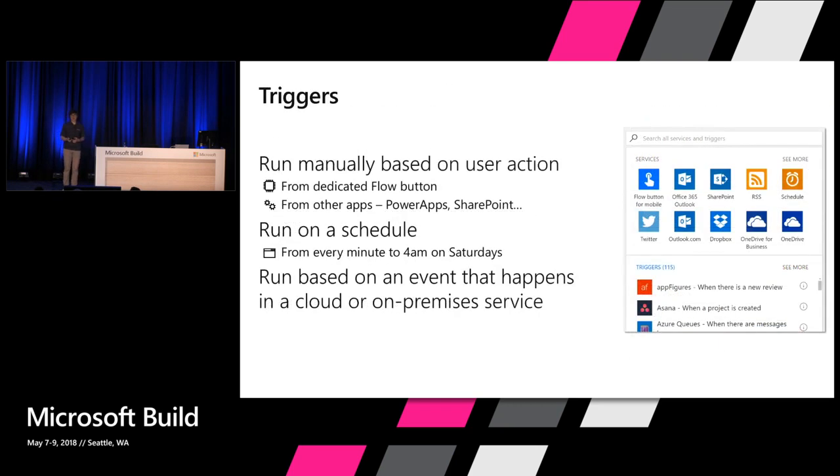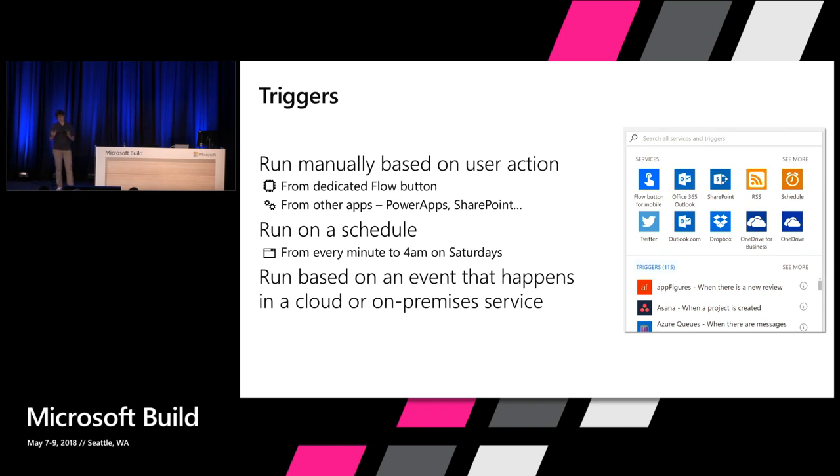In terms of triggers, there are 3 different common types of triggers. The first one is you can run a flow manually based on a user taking an action. For example, we have a Flow mobile app that I'll show in a little bit that allows you to hit a button and immediately kick off a business process inside your organization. Another thing you can do is you can use Flow to run on a schedule. So you can say every week or every day at 4 a.m. This can even respond based on daylight savings time and those types of things.